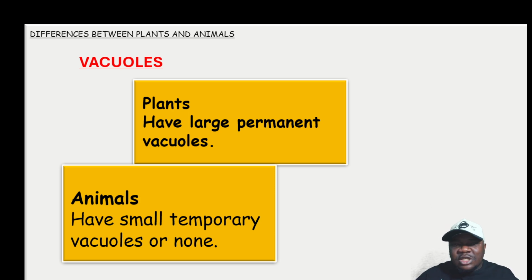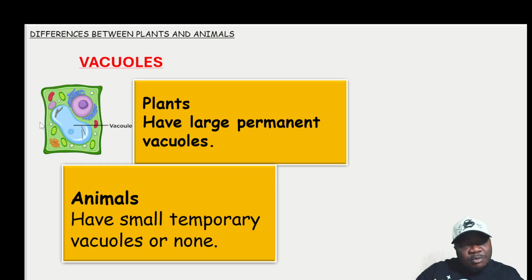So there is just one big difference between both of them. One has a vacuole, the other has a very small vacuole, and some organisms don't have a vacuole present. So this is how a vacuole looks.